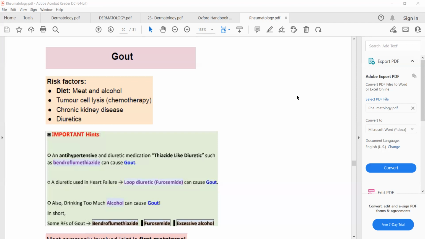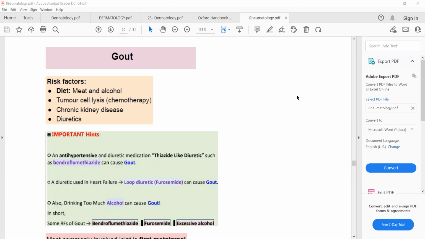So someone with a history of high consumption of meat and alcohol, for example, businessmen who do excessive hoteling, they usually have high consumption of meat and alcohol. Someone with a history of tumor lysis syndrome, someone with chronic kidney disease, because chronic kidney disease can lead to decreased excretion of uric acid, which can accumulate in the joint and result in gouty arthritis.